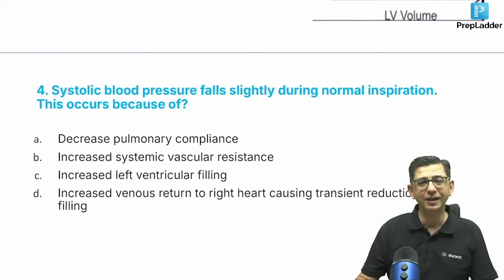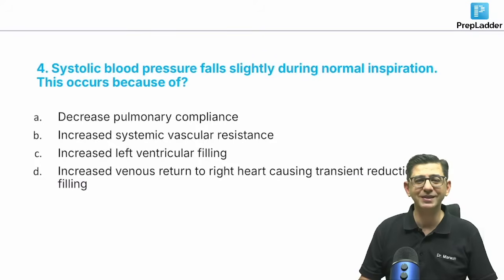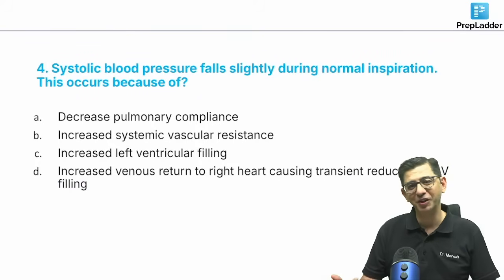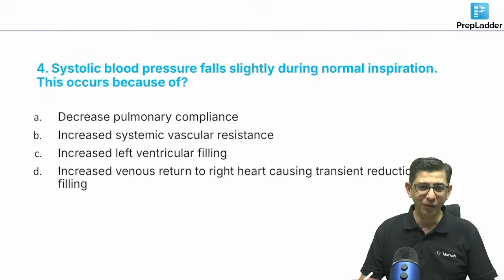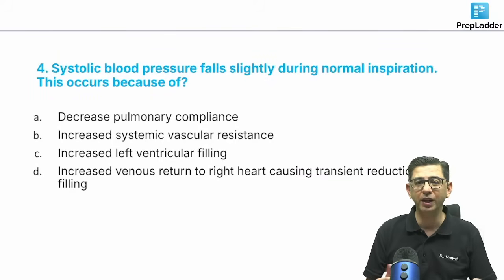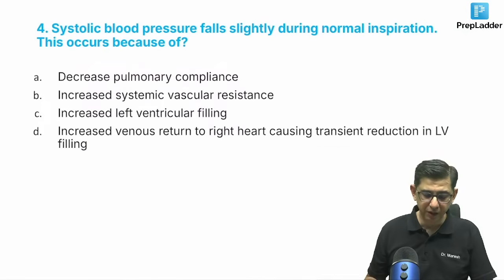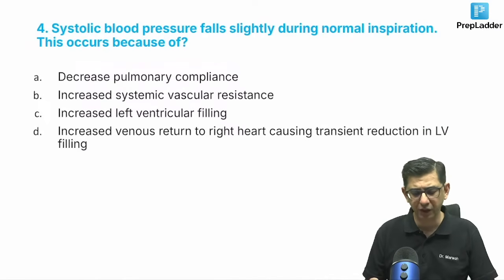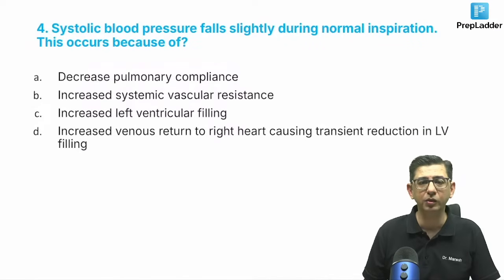The next one is very classical. I always say this in my medicine discussions: systolic blood pressure falls during normal inspiration. Why does it happen? Because you are having more blood supply to the right side of the heart, and all that will go to the lungs, and pulmonary compliance improves. Because the pulmonary blood vessels will dilate, the blood supply to the left side of the heart will become relatively lesser. Looking at the options here, pulmonary compliance goes out, and systemic vascular resistance goes out. It's between left ventricular filling, which is written to be increased, right? It's going to be lesser rather.